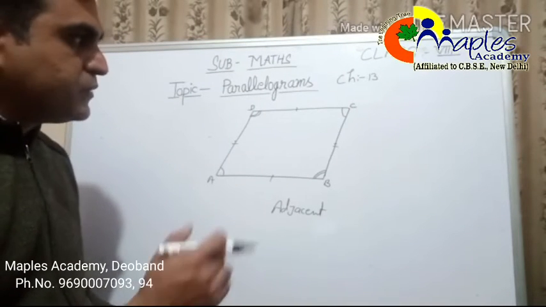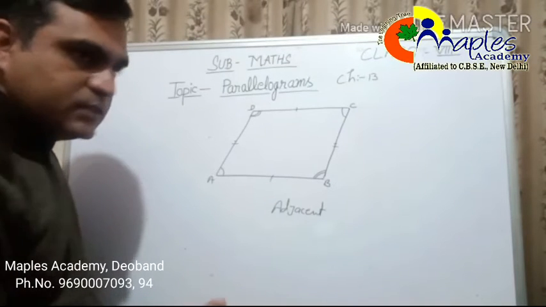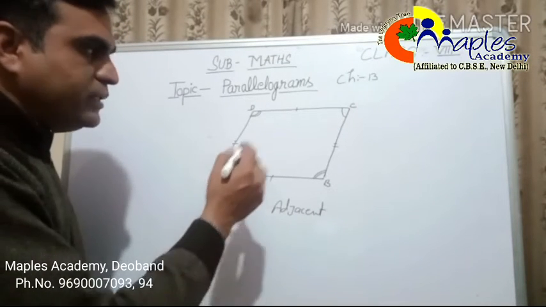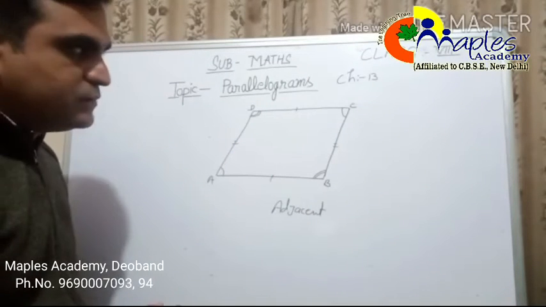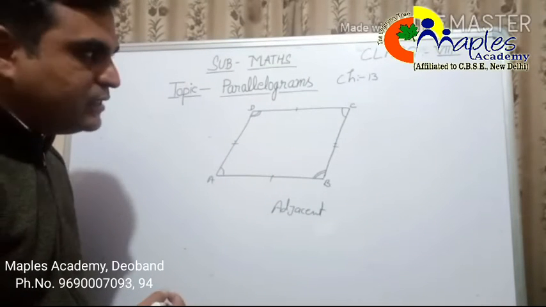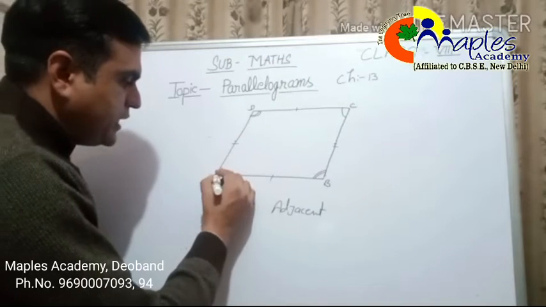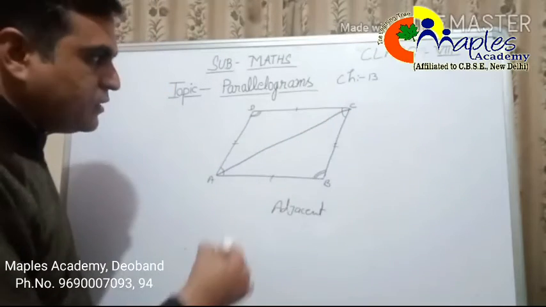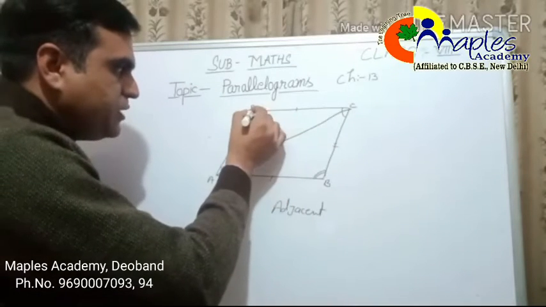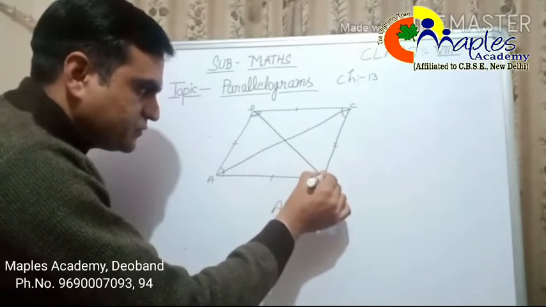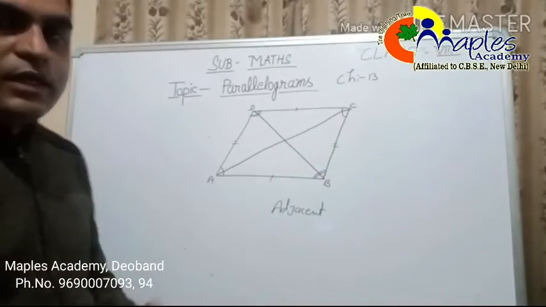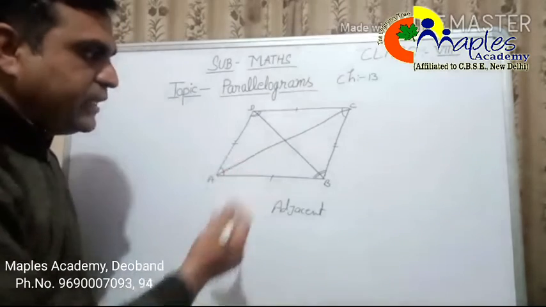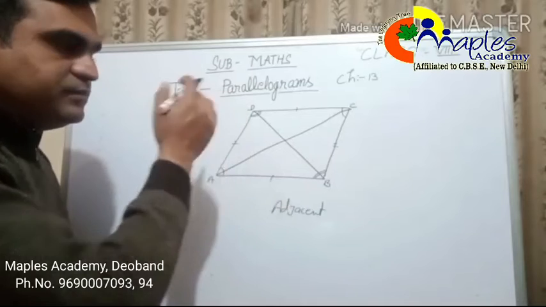Okay, now we draw the diagonals. What are diagonals? If we join two opposite vertices with the help of a line segment, then we get a diagonal. If I join A to C and next I join B to D, okay, these are called the diagonals. Diagonals AC and diagonal BD.